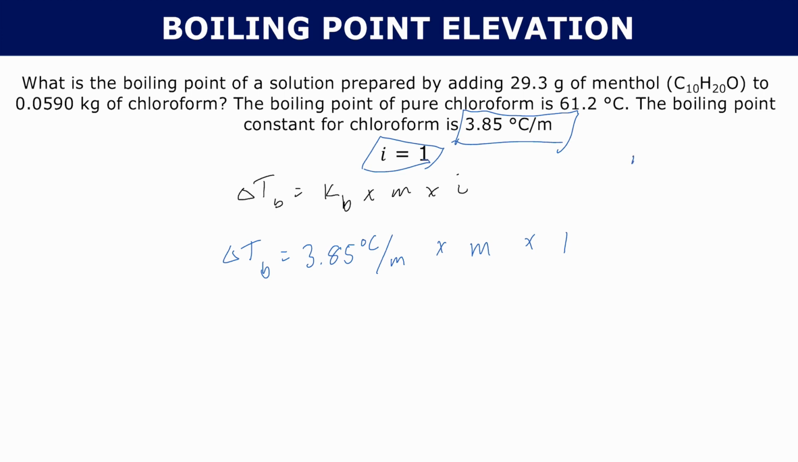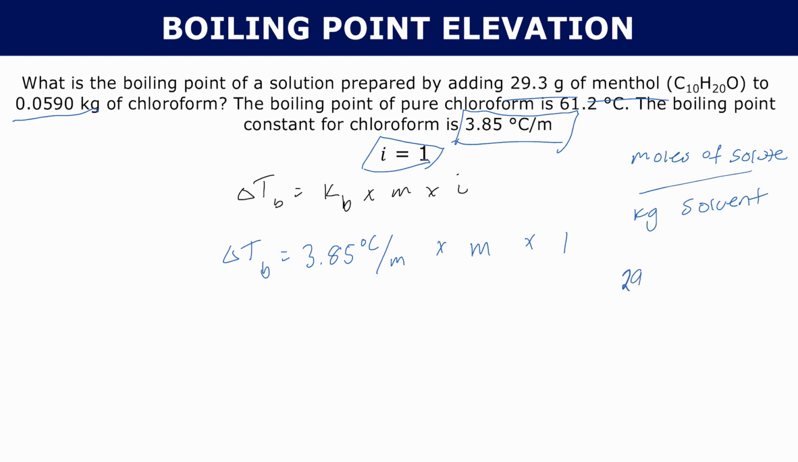Molality is going to be moles of solute over a kilogram of solvent. And one of those values we already know. We know how many kilograms of solvent we have. We know that we have 0.059 kilograms of chloroform. All we have to do is find the moles of solute. Our solute in this case is the menthol, and we have 29.3 grams of it. So to turn that into moles, we need to divide by the molar mass.